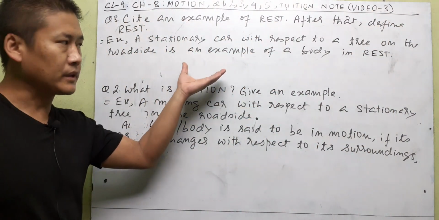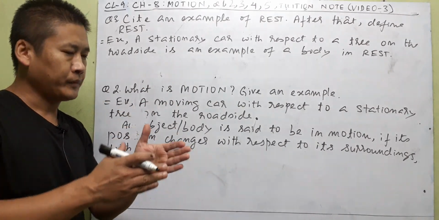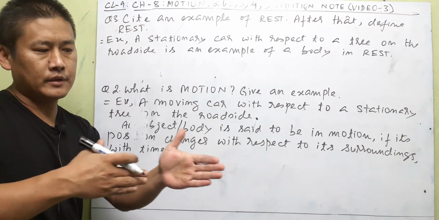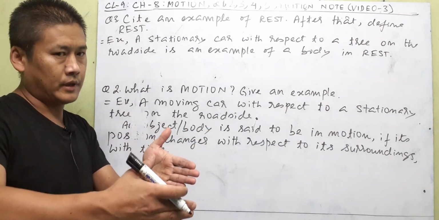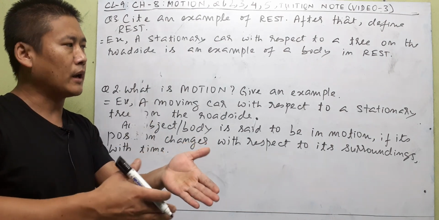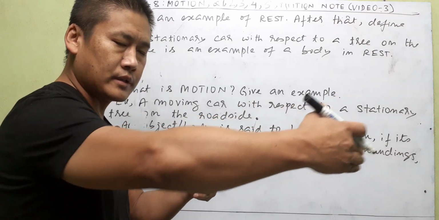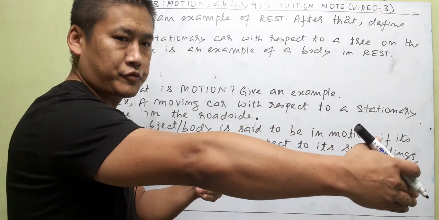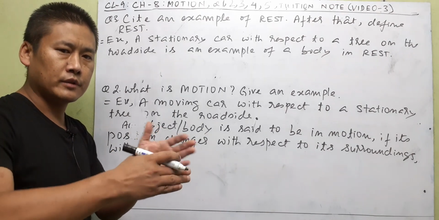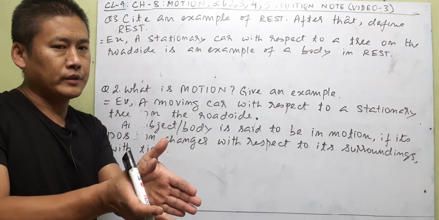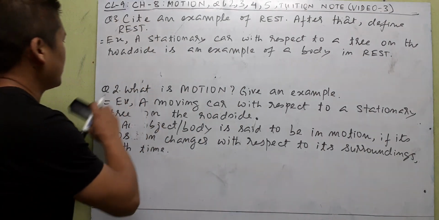This is just a simple case of, for example, in the morning at 9 o'clock you saw a car parked on the roadside and it is 5 meters away from the tree on the roadside. Then at 10 o'clock, after 1 hour, you come back. It is exactly in the same position, and the distance between the reference point, the tree, and the car is still the same. So it has not changed its position with respect to the reference point, the tree. So that is an example of rest. Okay, so let us try to define it.